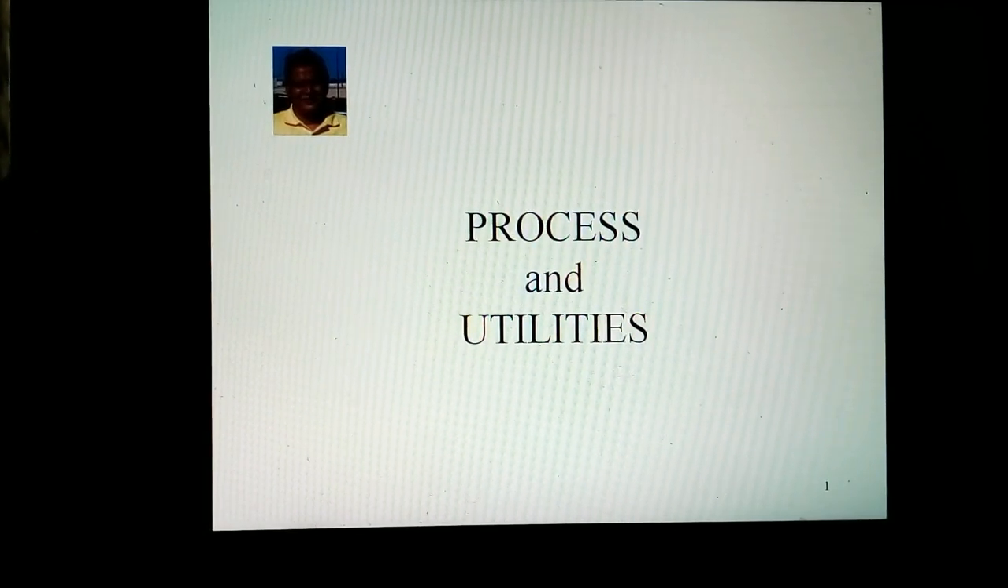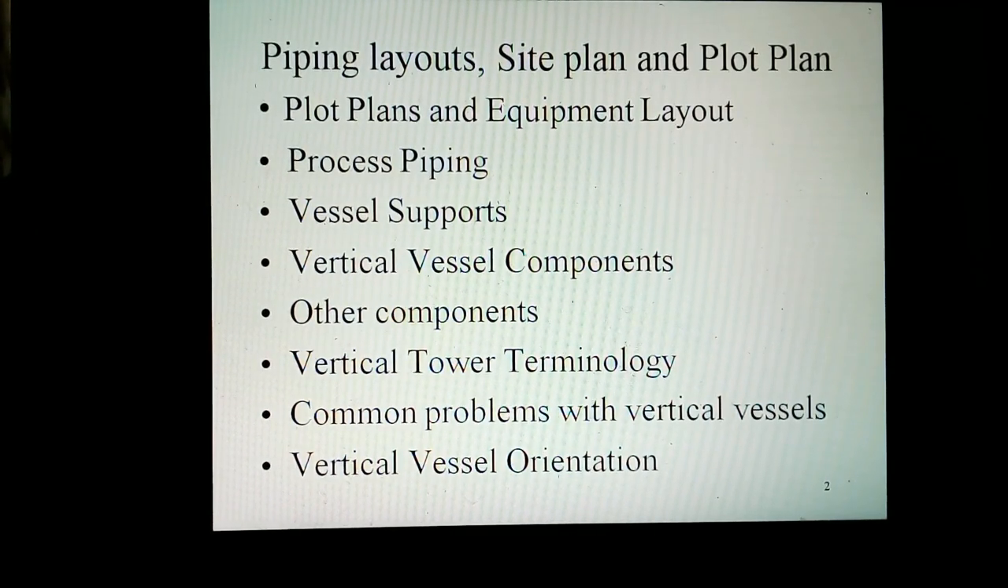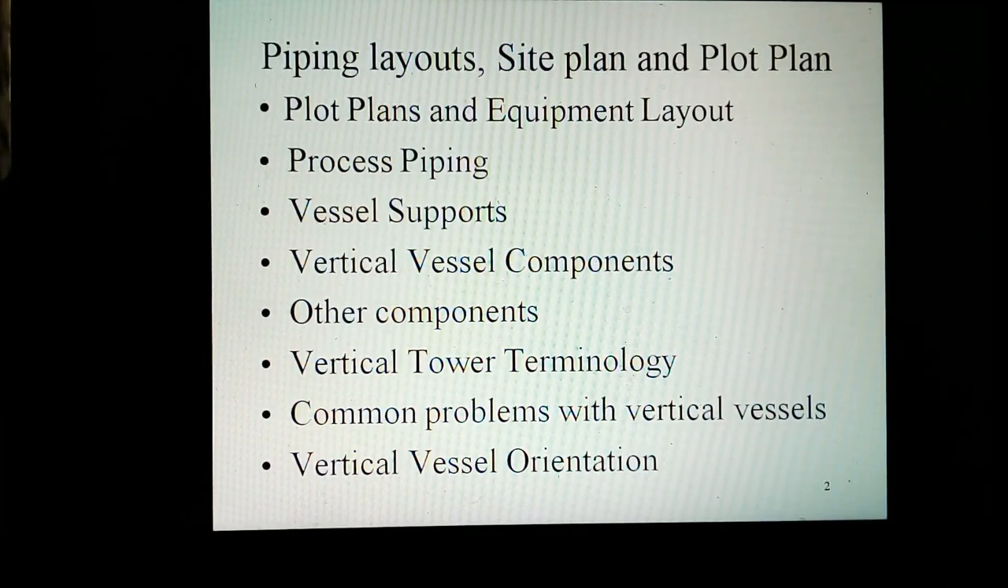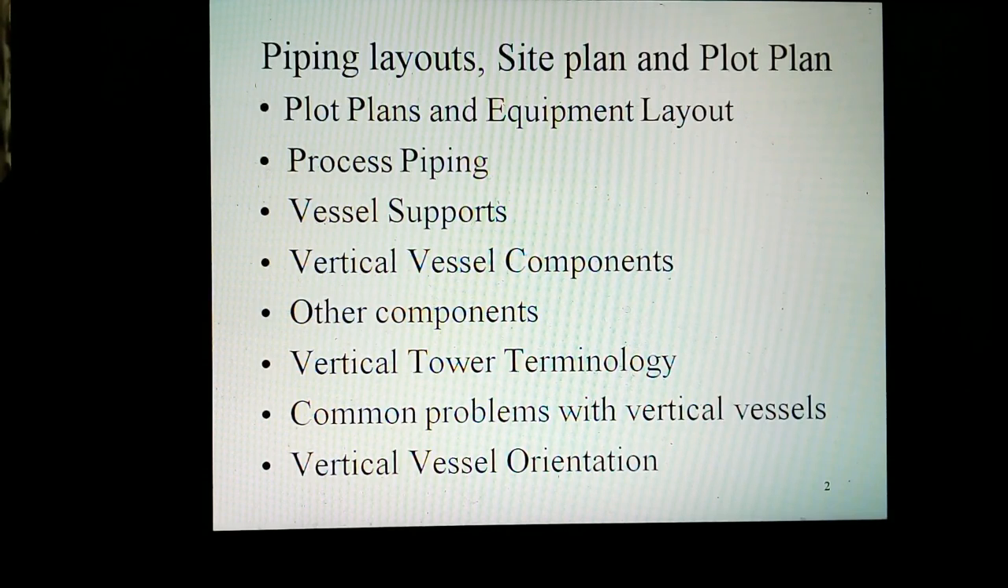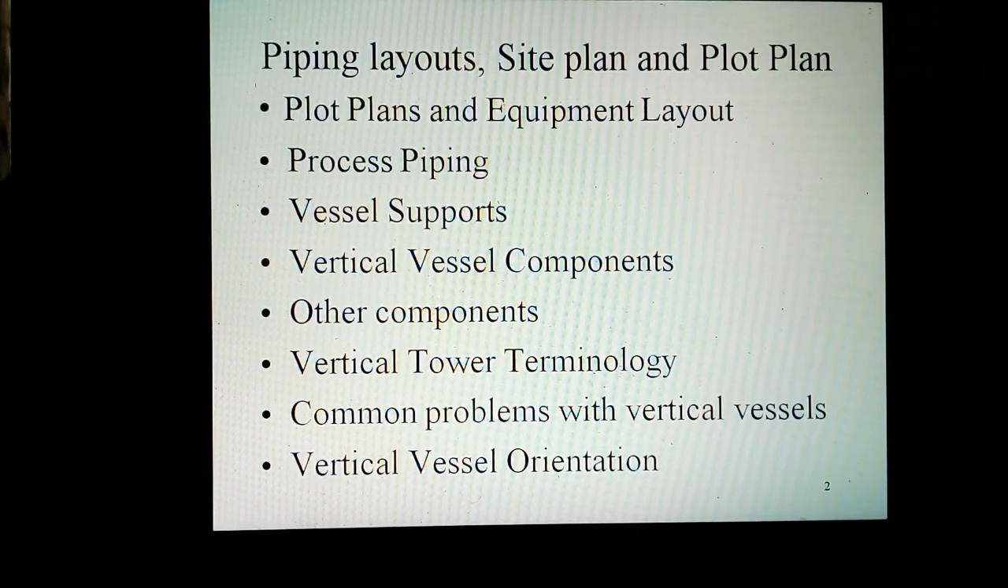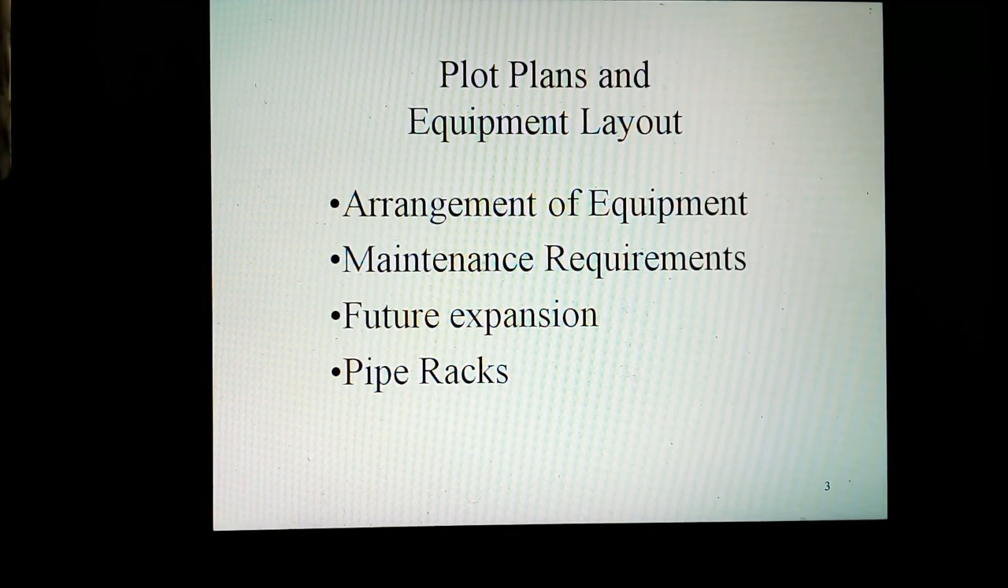This video is about process plant and utility area. Pipe layouts. Site plan and plot plan. Plot plans and equipment layout. Process piping. Vessel supports. Vertical vessel components. Other components. Vertical tower terminology. Common problems with vertical vessels. Vertical vessel orientation. Plot plans and equipment layout. Arrangement of equipment. Maintenance requirements. Future expansion. Pipe racks.